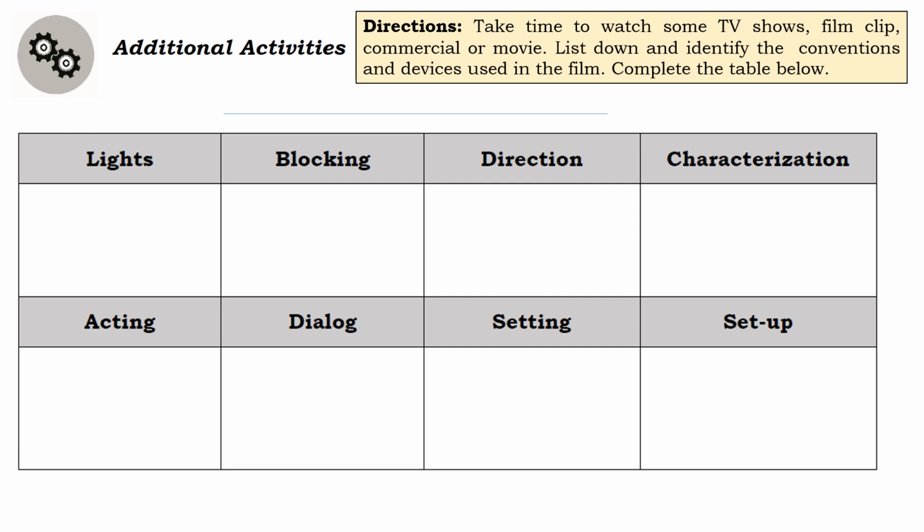For additional activity, I will give you time to watch some TV shows, film clip or commercial or movie. Ngayon, kung gusto nyong tumingin kung ano ang gusto nyong tingnan ng mga movie, you can watch. But list down and identify the conventions and devices used in the film. You have to complete the table below. Ano ba yung lights na ginamit? Ano ba yung blocking? Ano ba yung direction? Ano ba yung characterization? Ano ba yung acting? Magbigay ng dialogue, ibigay ang setting, at ano yung setup.